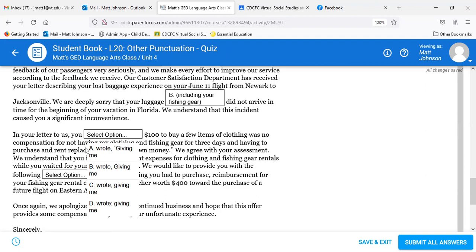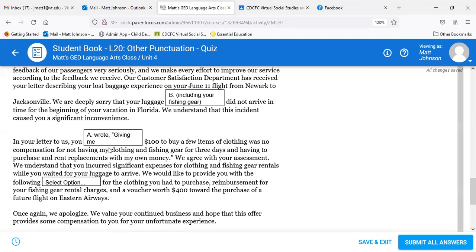Yeah, so quotation marks, right? We're going to need quotation marks, and anytime we use quotation marks, it's going to be preceded or followed by a comma, right? So in your letter to us, you wrote, comma, "giving $100 to buy a few items of clothing was no compensation for not having my clothing and fishing gear for 3 days and having to purchase and rent replacements with my money, with my own money." And then we have our closing quotation mark there.